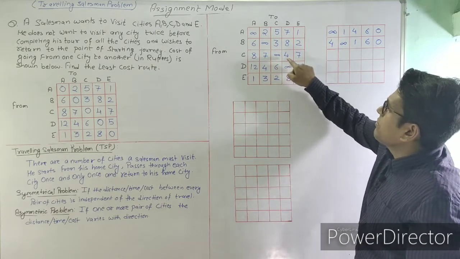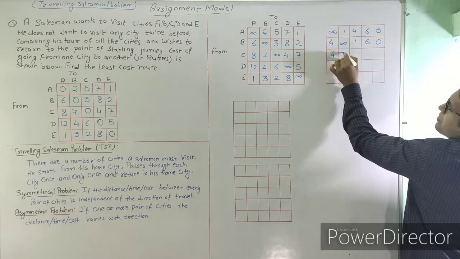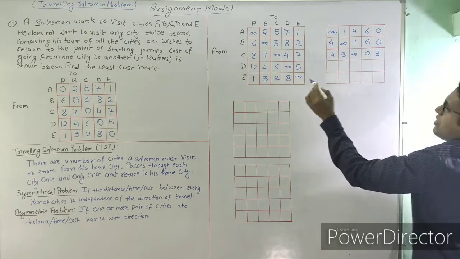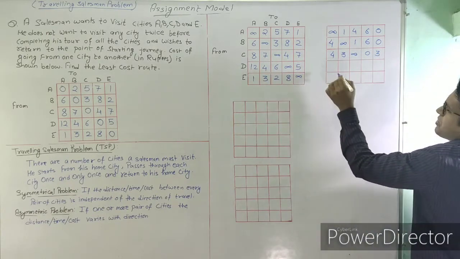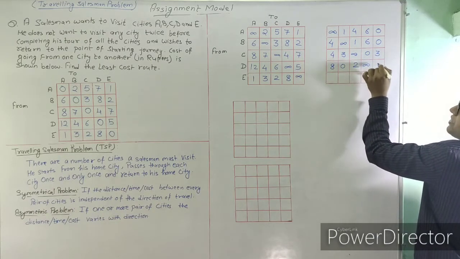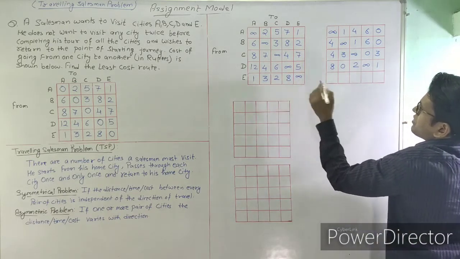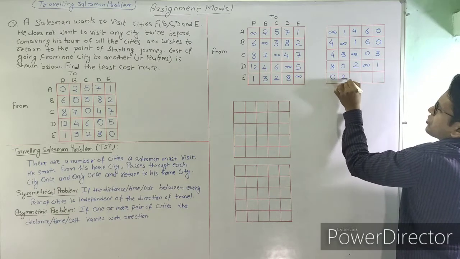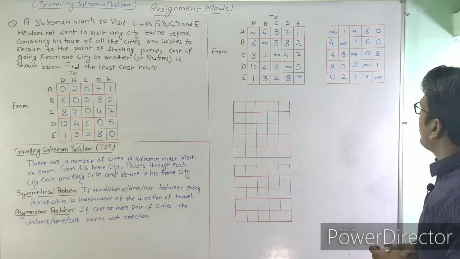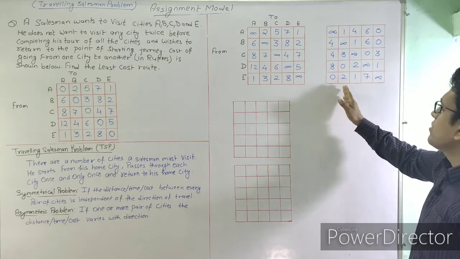Similarly, row 3 minimum value is 4, 8 minus 4 is 4, this is 3, infinity, 0 and 3. For row 4 the minimum value is 4, so 12 minus 4 is 8, 0, 2, infinity and 1. For row 5 we have minimum value as 1, so 1 minus 1 will be 0, 2, 1, 7 and infinity. So now we have 0 in each row, but we do not have 0 in each column.